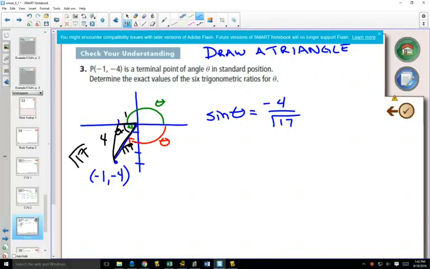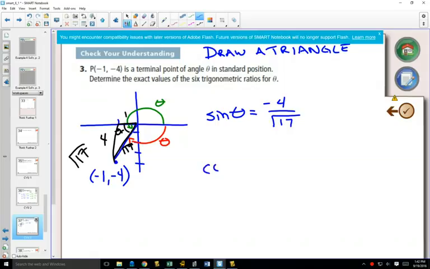It wouldn't matter if you used the red angle or the green one. Sine is still that triangle's opposite over hypotenuse. So it was a good question. How do you know which standard position angle that we did? It wouldn't matter, because sine of the red angle and the green angle is going to be negative 4 over the square root of 17.